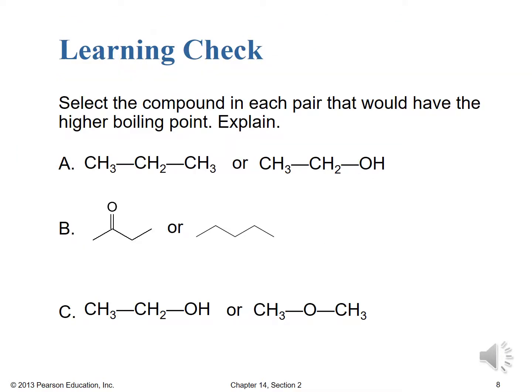All right, so let's go ahead and pause here for some learning checks. In this first learning check, you're asked to select the compound in each pair that would have the higher boiling point, and then explain your reasoning as to why you selected the compound that you did. So go ahead, make your selection for each of the pairs, A, B, and C, and then give a brief rationale as to why you selected the molecule you did. Pause the video here while you make those assignments, and then start it back up when you're ready to check your work. Good luck.